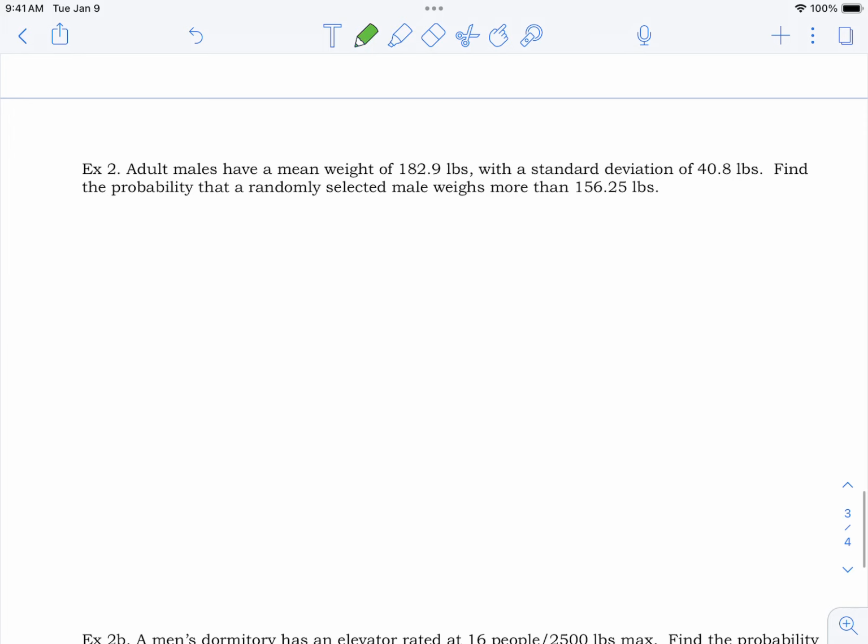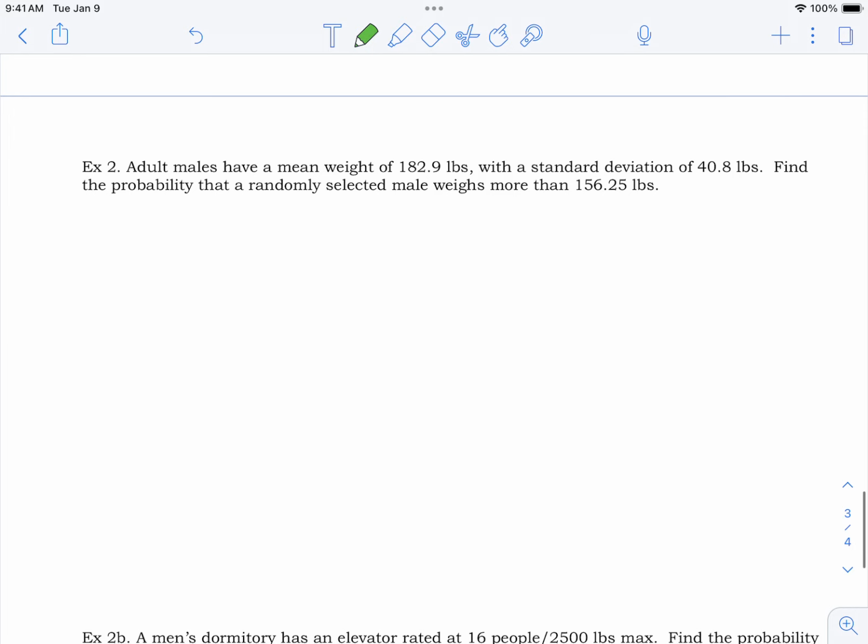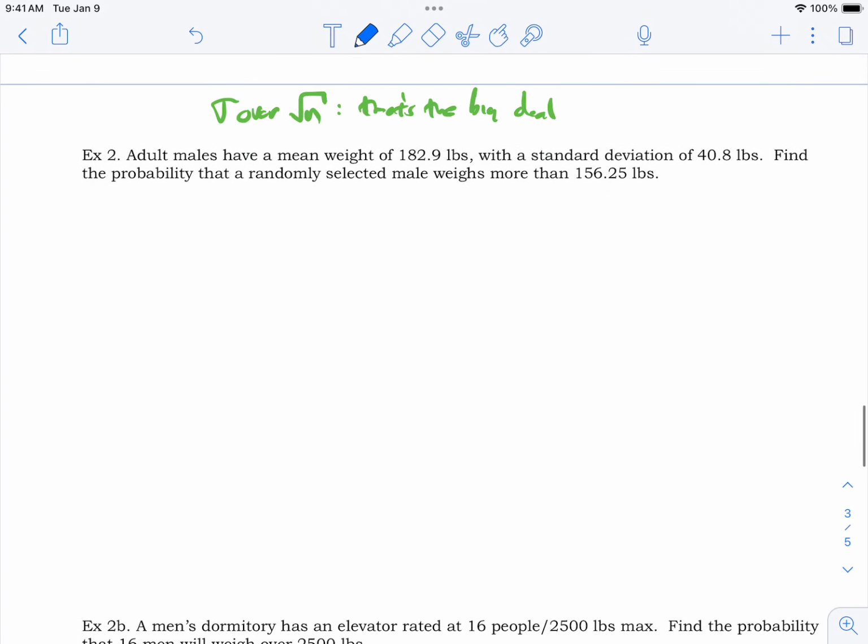So we've got 2 more examples that are actually related. But at the top of this page, sigma over square root of n. That's the big deal. If you're talking about a mean of a group, then you're going to have to take your sigma over square root of n. Central limit theorem. Adult males. One more example, 2 parts.